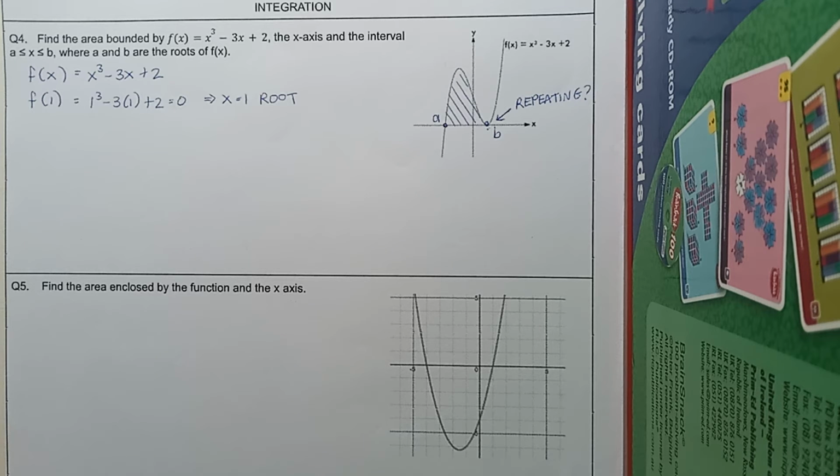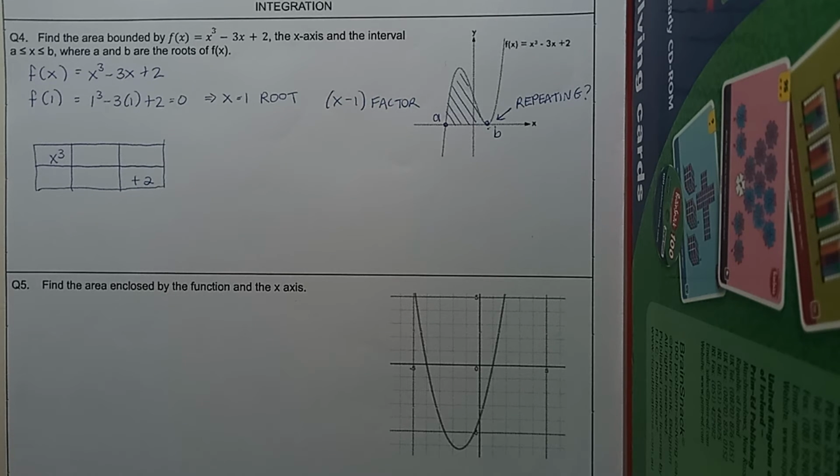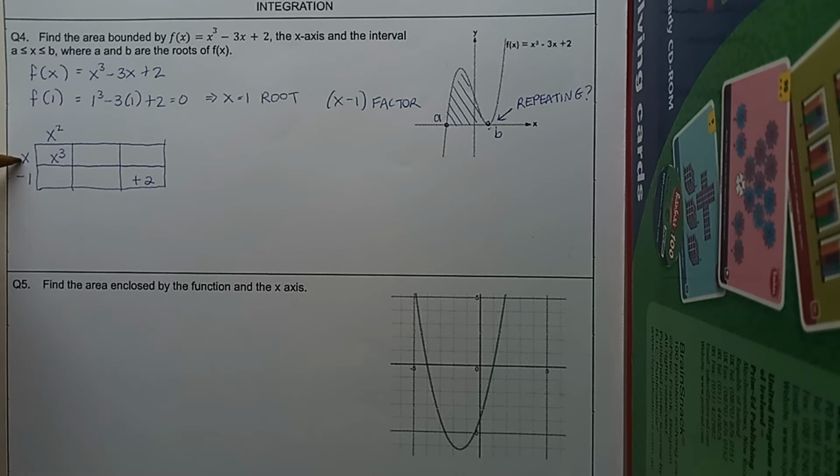So if x equals 1 is a root, x minus 1 is the factor. So I'll divide that into the function. So I'm going to use an array. In go the first and last terms. There's my x minus 1 factor. x into x cubed goes x squared. Minus 1 into plus 2 goes minus 2. And then I can fill in these boxes here. Minus 1x squared and minus 2x.